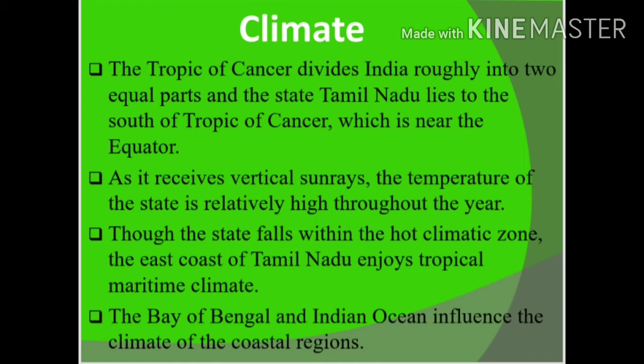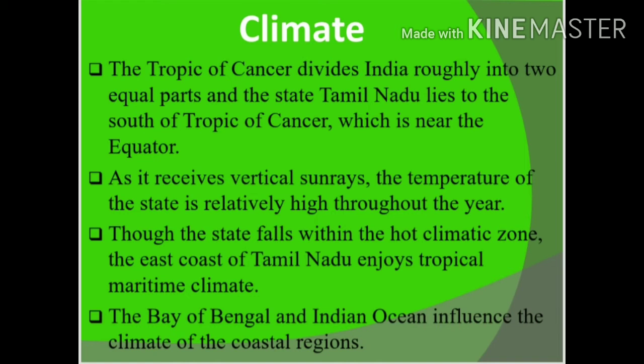After Tamil Nadu, you can see your equator line, and the state receives vertical sun rays, and the temperature of the state is relatively high throughout the year. So Tamil Nadu lies in a high temperature zone. Though the state has a hot climate, the east coast of Tamil Nadu enjoys a tropical maritime climate.